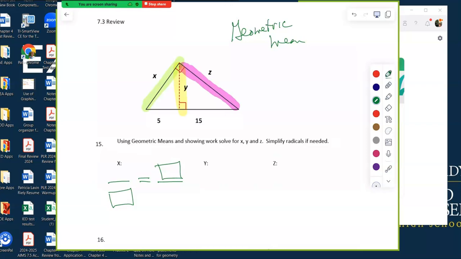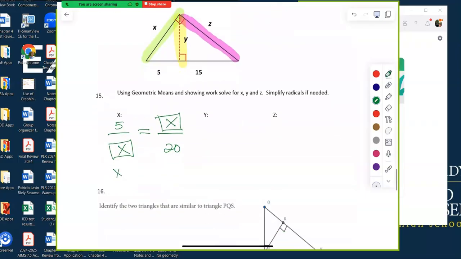So I'm going to deal with x first. X goes in the box because it's a geometric mean. It's the geometric mean between the side of the hypotenuse closest to it, which is that 5, and the complete hypotenuse, which is 5 plus 15, or 20. So what I have is x squared equals 100, because 5 times 20 is 100. So x equals 10. I don't have answers for these written down at the bottom, so this is my 10.